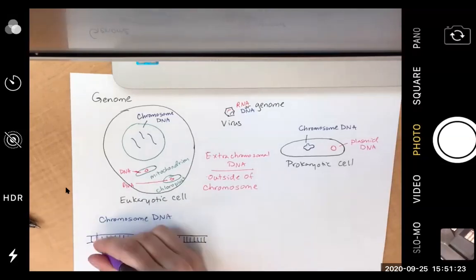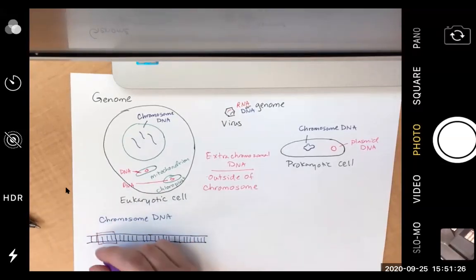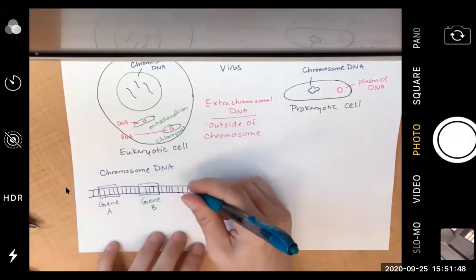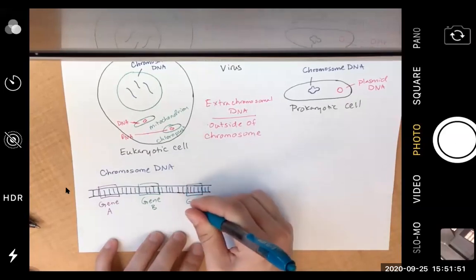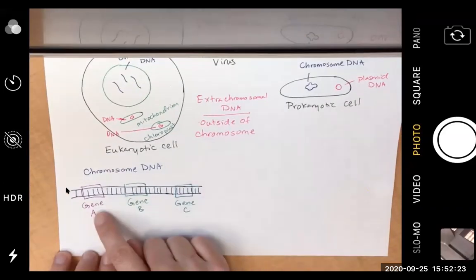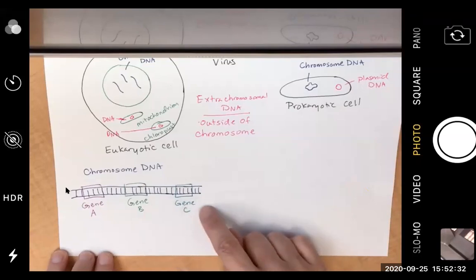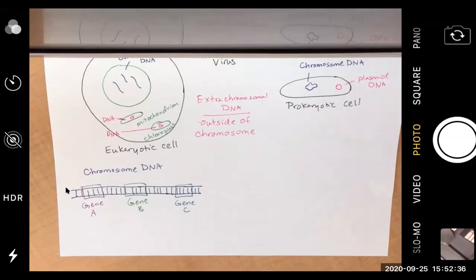For example, let's call this section gene A. And here we have gene B. And here let's draw gene C. Gene A encodes the protein, protein A. Gene B encodes the protein, protein B, and gene C encodes the protein, protein C. In order for the cell to make any of those proteins, it will have to undergo what is called gene expression. Gene expression is where a gene gets turned on, and then that gene is transcribed and translated to create the protein.